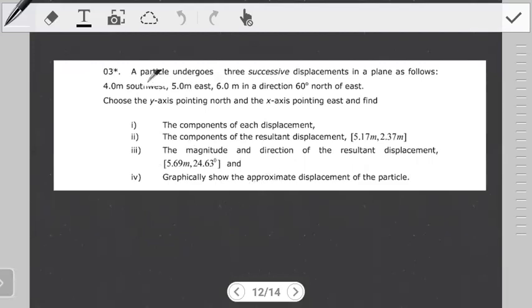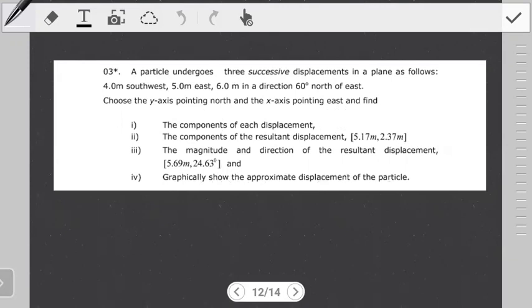We're told that we have a particle that undergoes 3 successive displacements in a plane as follows: 4 meters southwest, 5 meters east, 6 meters in the direction 60 degrees north of east. Then choose the y-axis pointing north and the x-axis pointing east. Then find part 1, the components of each displacement. Part 2, the components of the resultant displacement. Part 3, the magnitude and direction of the resultant displacement. Then part 4, graphically show the approximate displacement of the particle.